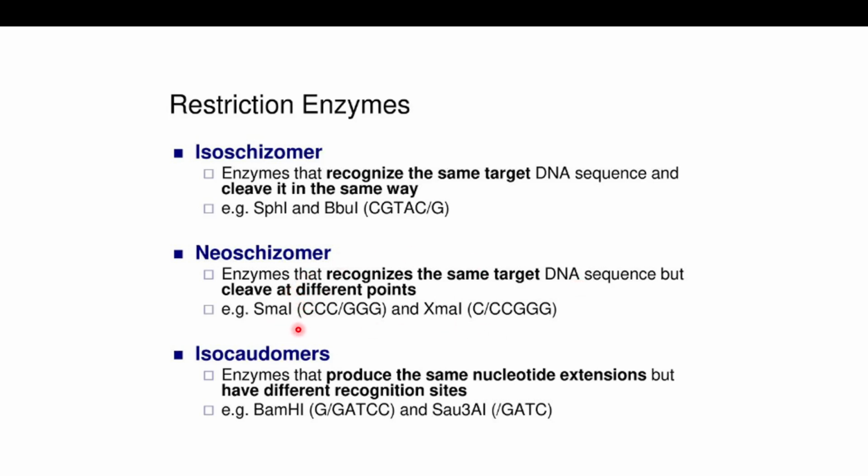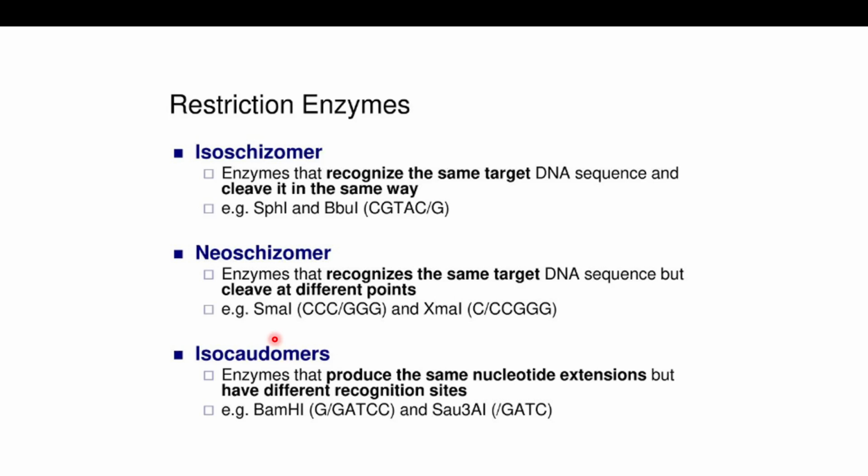Okay, so SmaI here is recognizing CCCGGG, and XmaI is also recognizing CCCGGG. However, XmaI is cleaving between the first C and the second C nucleotide, whereas SmaI is cleaving at the third and fourth nucleotides, in between C and G. So these two, XmaI and SmaI, will be called neoschizomers.